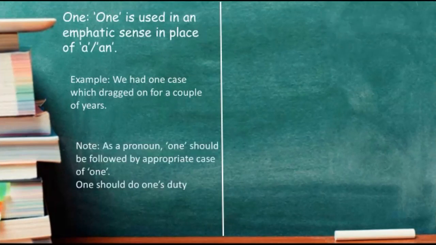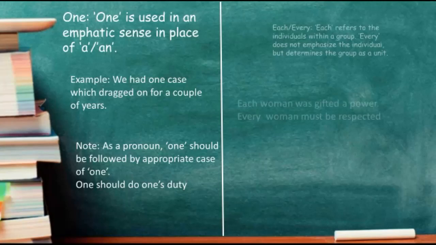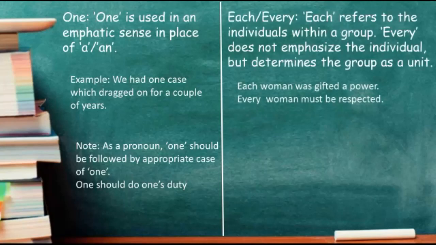Note, as a pronoun, one should be followed by the appropriate case of one. One should do one's duty. Next, each or every. Each refers to the individuals within a group. Every does not emphasize the individual but determines the group as a unit. So each talks about the individuals in the group, but every does not talk about the individuals. It talks about the group as a unit.